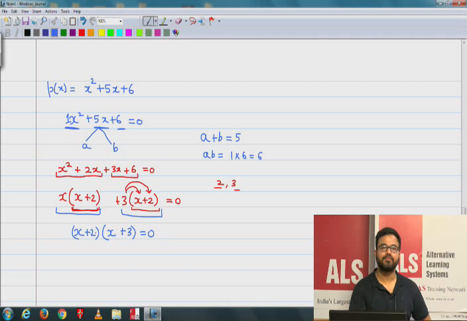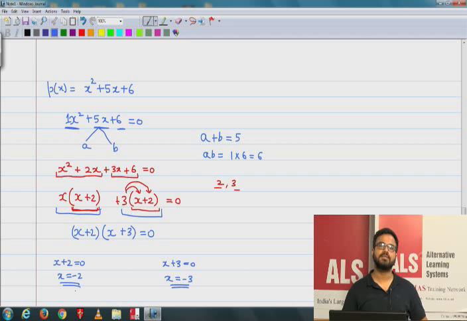Now we just have to equate them to 0 one by one. First we will put x plus 2 equal to 0. From here we will get x equal to minus 2, and in the second case we will put x plus 3 equal to 0. From here we will get x equal to minus 3. So x equal to minus 2 and x equal to minus 3 are called the zeros of this polynomial.